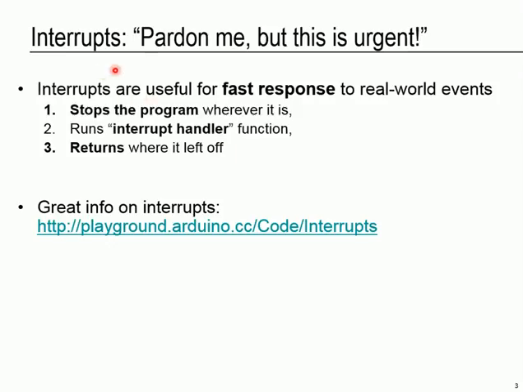Interrupts are useful, as it says here, for fast response to real-world events. What would those real-world events be? We'll talk about that in the next slide. What happens when an interrupt is initiated is the program stops wherever it is, or actually it interrupts. It doesn't really stop the program, but it interrupts, runs an interrupt handler function, which is a special function which knows what to do in the case of an interrupt. Then once the interrupt has been handled, it returns right back where it left off in the regularly scheduled program. For more information on interrupts, this is the URL in the Arduino Playground and has a great tutorial.